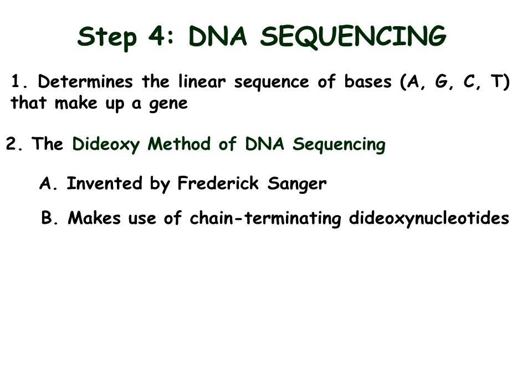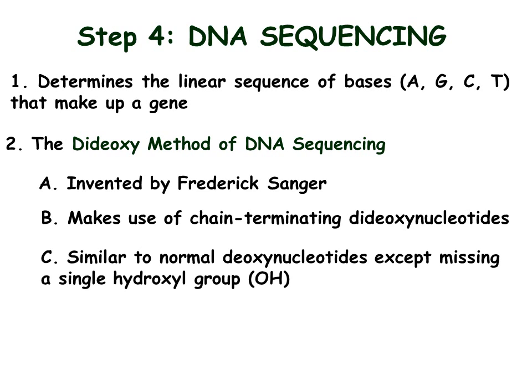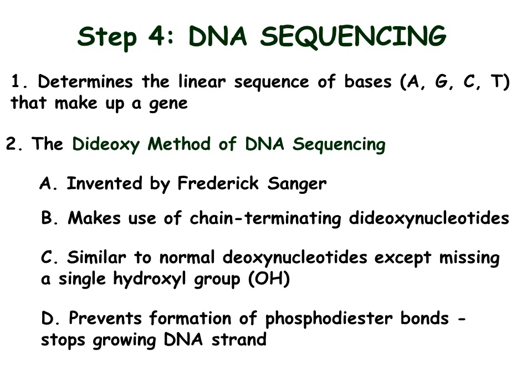And it makes use of the fact that if you add, instead of deoxyribonucleotides, dideoxynucleotides, you stop the synthesis. So they call this chain terminating dideoxynucleotides. And it's similar to the normal deoxynucleotides, except they're missing a single hydroxyl group, so they're dideoxy. They've lost 2 hydroxyl groups. And as a result of this, it can't form a phosphodiester bond, and the growing DNA strand stops.